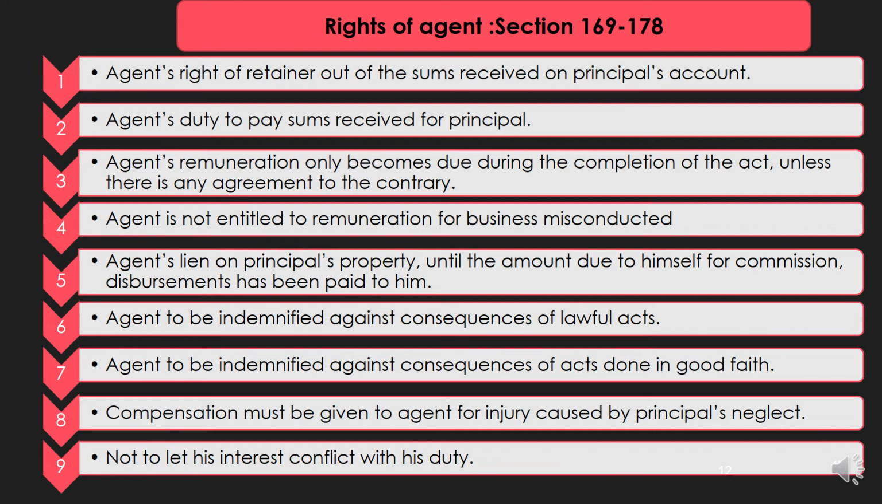Agent is not entitled to remuneration for business misconduct. Okay, clear. Agent's lien on principal's property until the amount due to himself for commission and disbursement has been paid to him. Alright. He can hold a charge on the principal's property until whatever the principal has to pay him, the principal has paid. Right? Agent to be indemnified against consequences of lawful act. Agent to be indemnified against consequences of act done in good faith. Okay, basically in these two, the agent does something, an advance action to protect the principal, not to cause loss to the principal. And the act done by the agent is lawful, right? And he does it in good faith. So the principal must indemnify the agent.